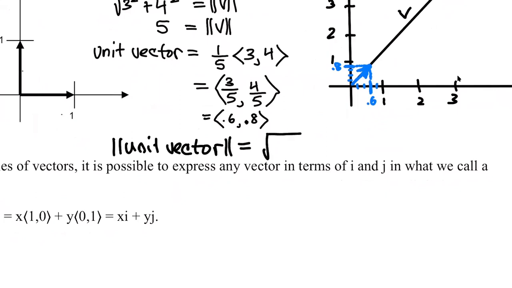So it's going to be the square root of 0.6 squared and 0.8 squared. Or you can go with the fraction form. I just find it's a little bit more convenient to go with the decimal equivalent. Not always the case, but because the numbers are kind of nice, it just sort of works out that way.